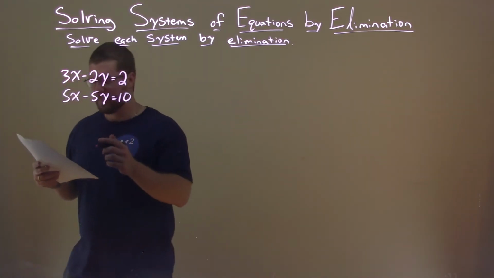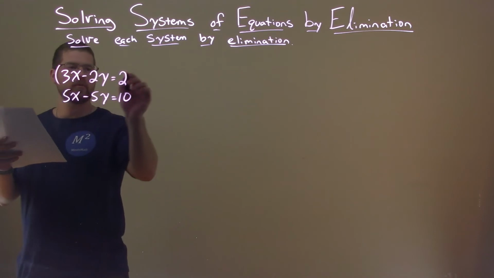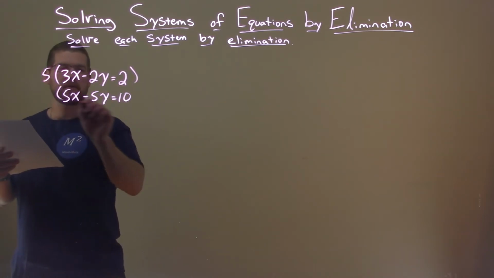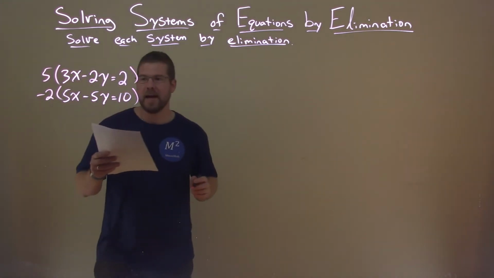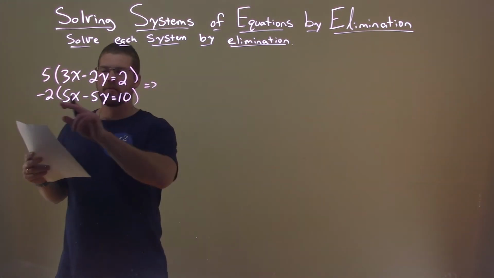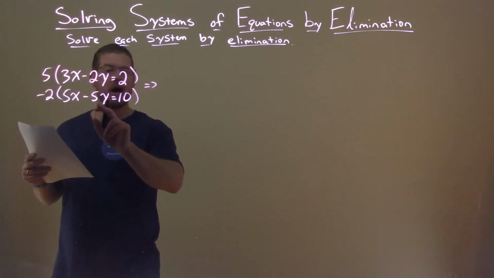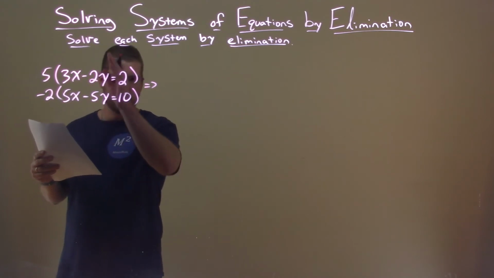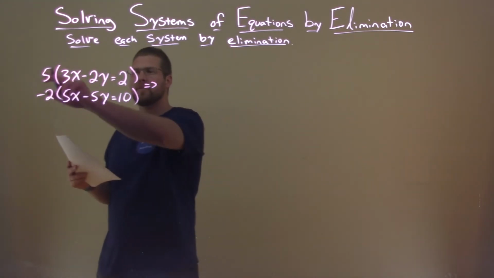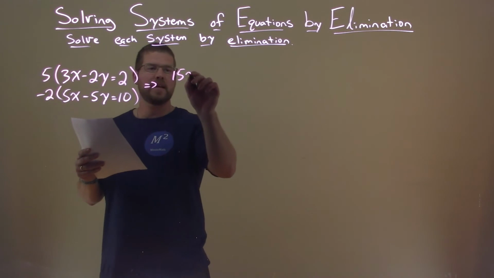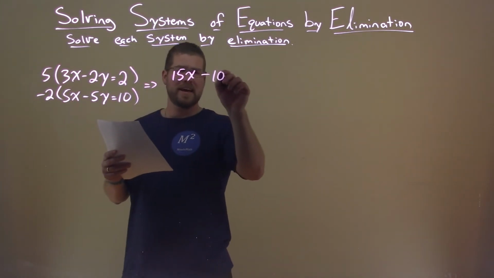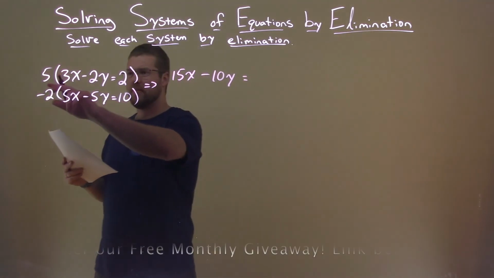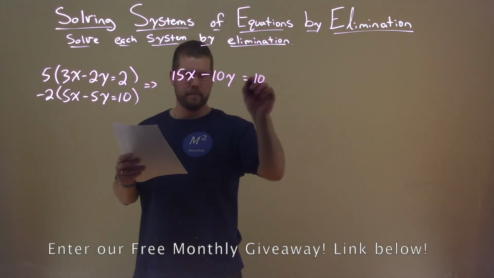We can eliminate. Let's take our top equation and multiply it by a positive 5, our bottom equation by negative 2 here. And let's see what happens. Notice why I did the negative 2. I want this to be a positive 10y here, so then we can add it easily. 5 times 3x, 15x. 5 times a negative 2y, minus 10y here. And 5 times 2 is 10.